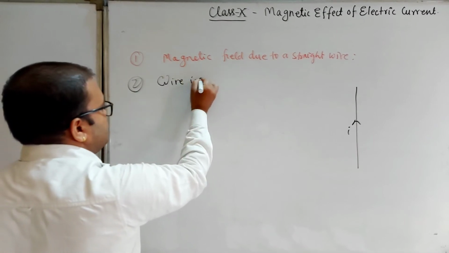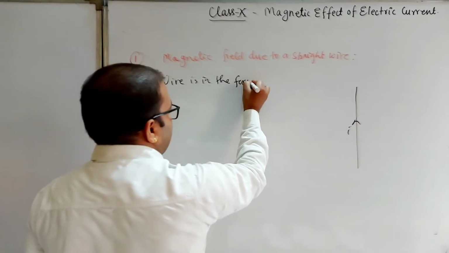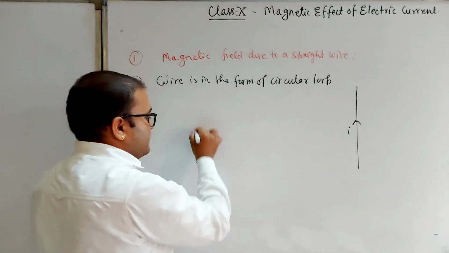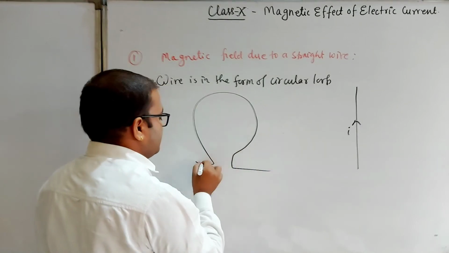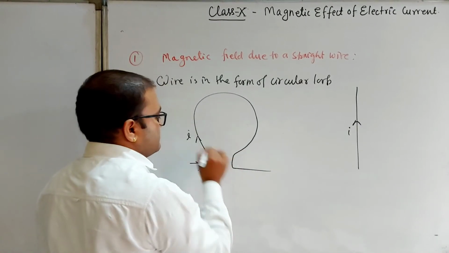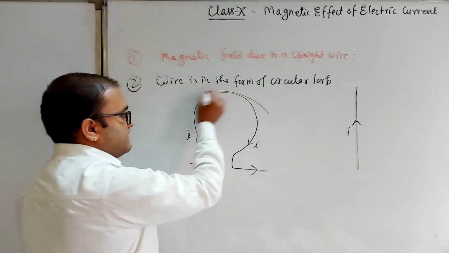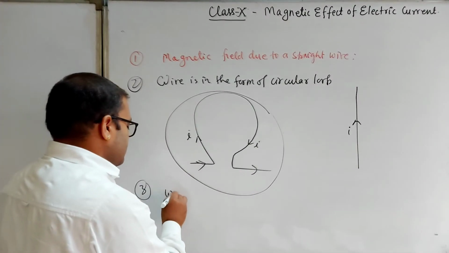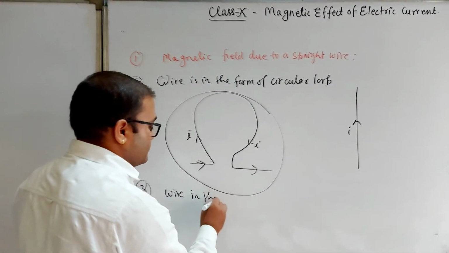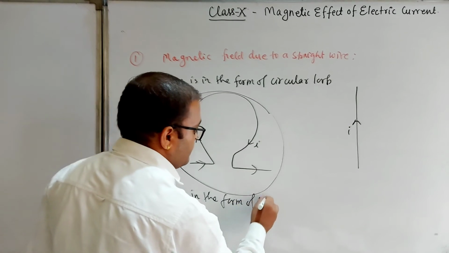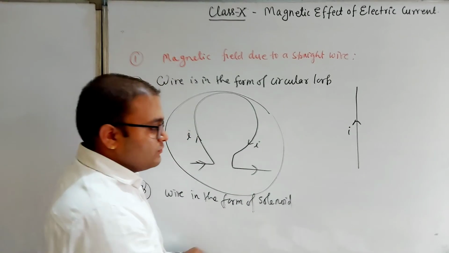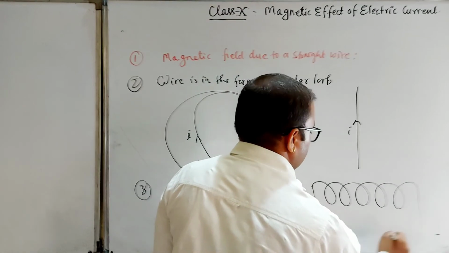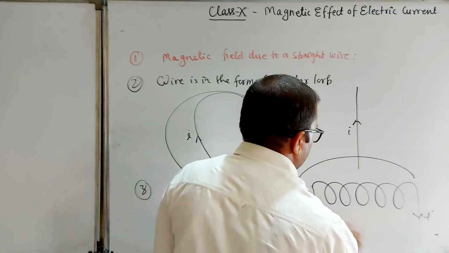a wire in the form of a circular loop. Suppose the wire is in the form of a circular coil and current is flowing in this coil, then what will be its magnetic field pattern? We have to study that. And third in our syllabus, a wire in the form of a solenoid, meaning the wire has a spring-like shape and current flows through it, then what type of magnetic field is there?